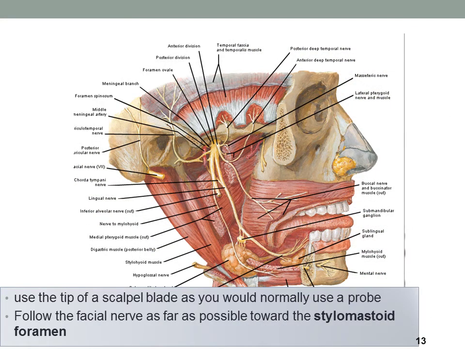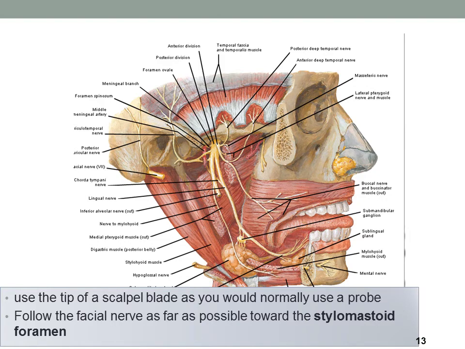It may be easier to remove the parotid gland and follow the facial nerve if you just use the tip of your scalpel blade, like you would otherwise use your probe. And if you follow it posteriorly, you should be able to see where it emerges from the stylomastoid foramen, because it's a hole between the mastoid process and the styloid process.